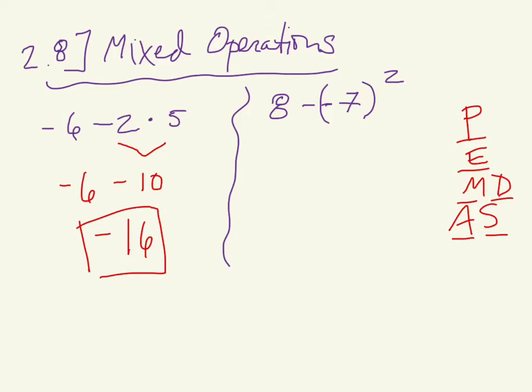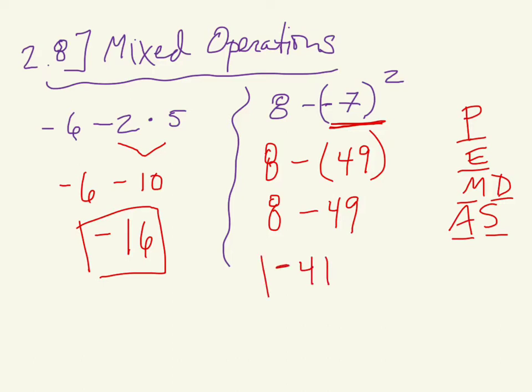negatives. Right over here, obviously this exponents is first. You got a -7 times itself. So a -7 times a -7 is a +49. So it wants 8 and the opposite of 49. So this is 8 and a -49. And remember, 8 positives cancels 8 of these negatives. So you're just left with 41 negatives.